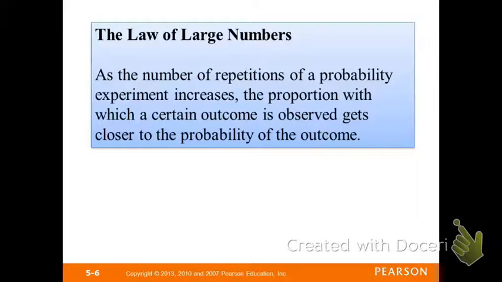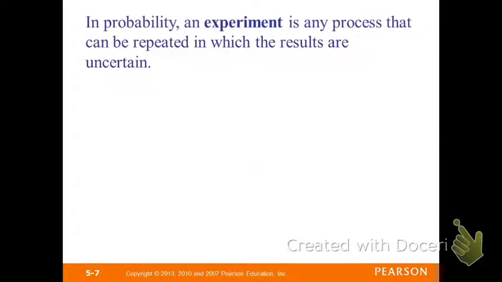That's something we'll talk about here with the law of large numbers. It says as the number of repetitions of an experiment increases, the proportion with which a certain outcome is observed gets closer to the actual probability of the outcome. So as the number of repetitions of the experiment increases, the experimental probability is going to get closer to the theoretical probability. The more times we flip that coin, the more the outcomes are going to get to 1/2 heads and 1/2 tails. So it gets closer and closer and closer. And we've already talked about the coin flipping.